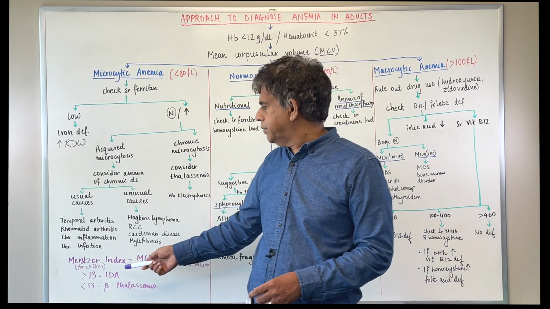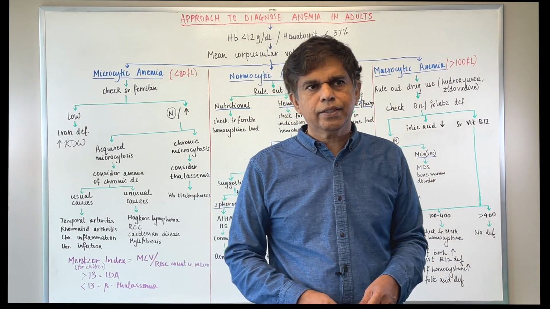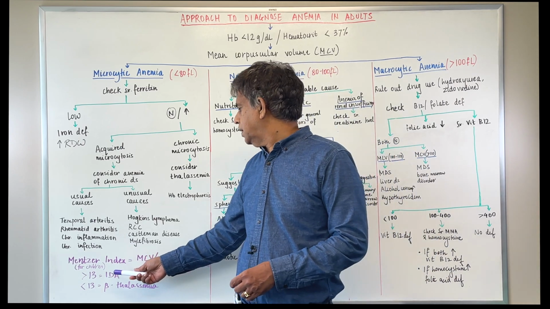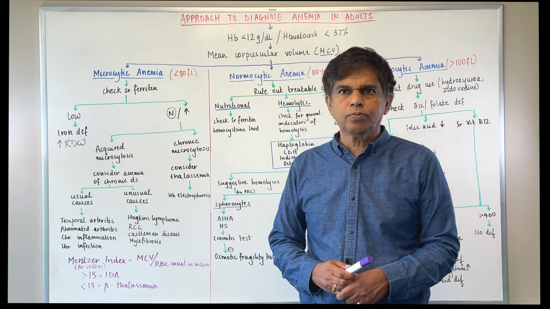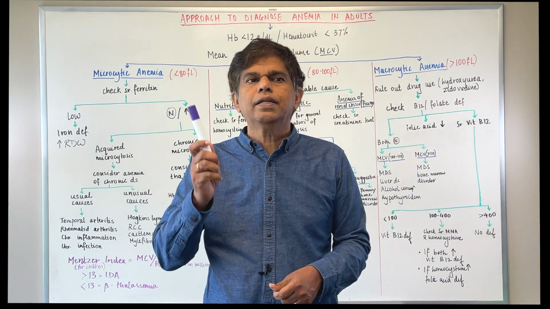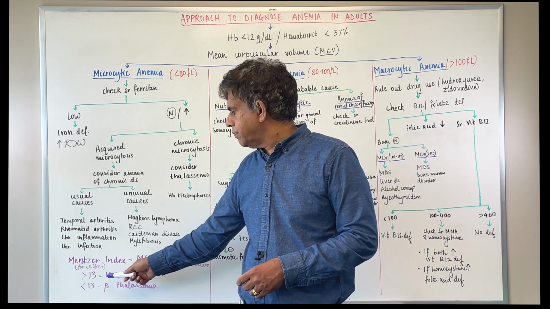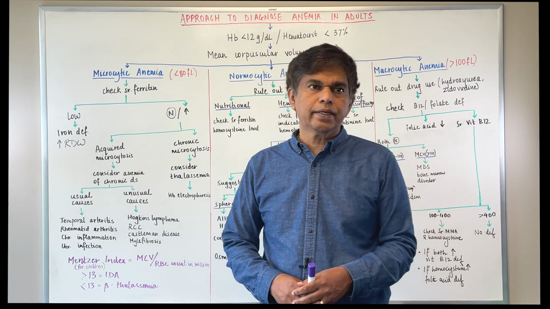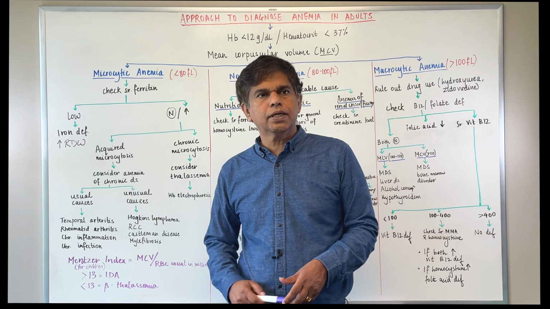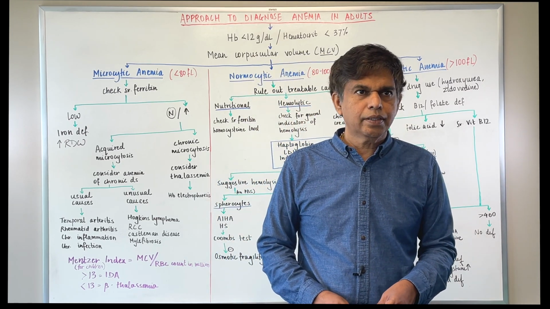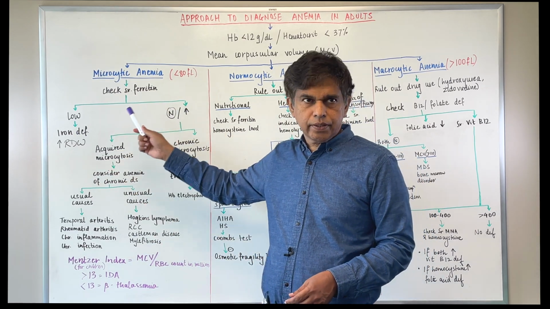The other formula I want you to know is the Mentzer index. Okay, in children, it's a good test to differentiate iron deficiency anemia. So what is the formula? You take the MCV and you divide that by the RBC count in millions, and then you get the Mentzer index. If it is greater than 13, you can say it's iron deficiency anemia. Okay, very good test. If it's less than 13, you say it's beta thalassemia. Everybody got that?